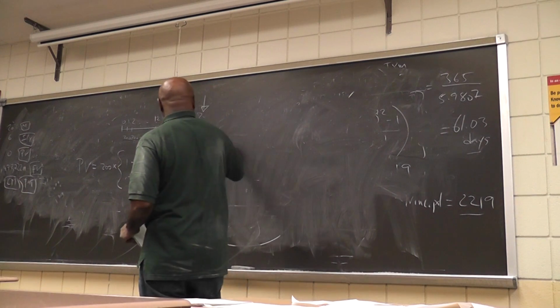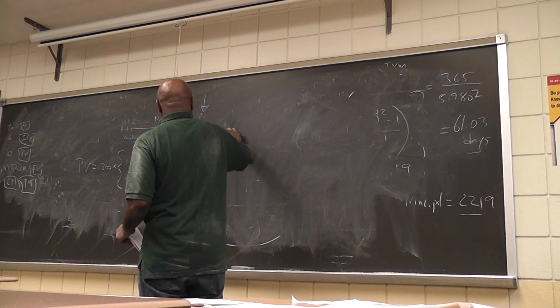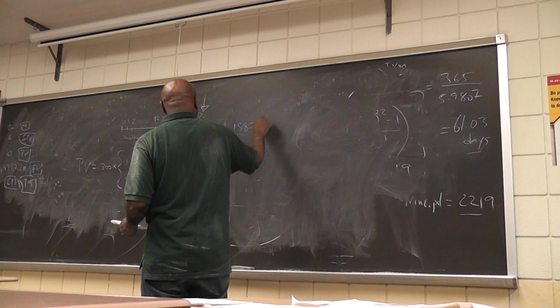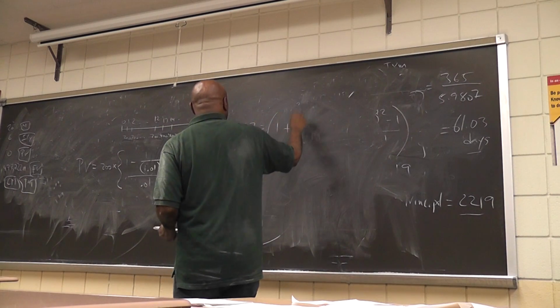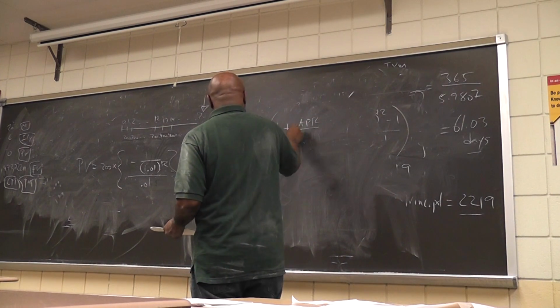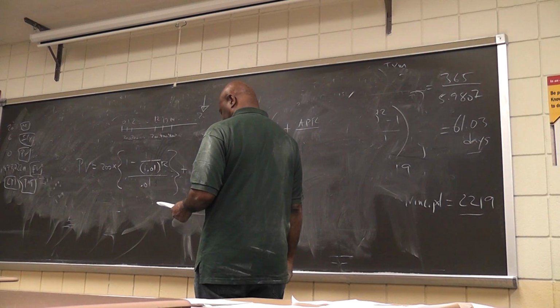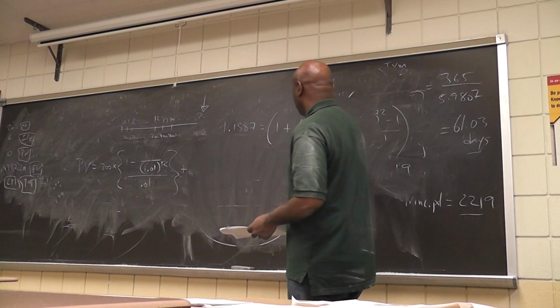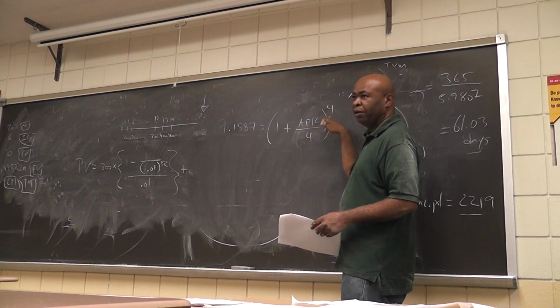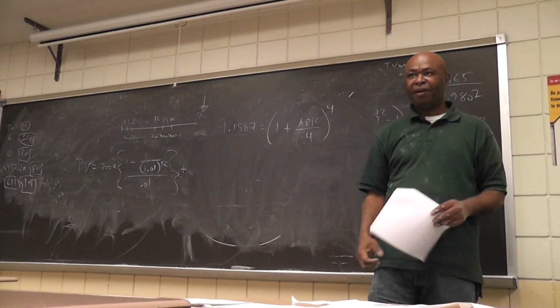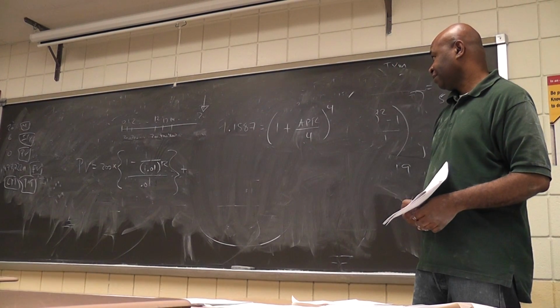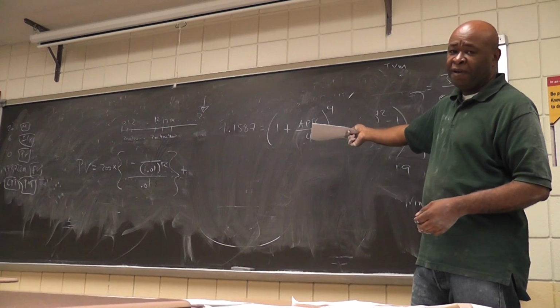I could say, what is the EAR again? It's 1.1587. I could say that equals 1 plus APR over 4, it's quarterly, right, to the 4. I could say that, right? And then I solve for APR. Can I say that? Yes, sure. That will be valid if I ask you to show your work.